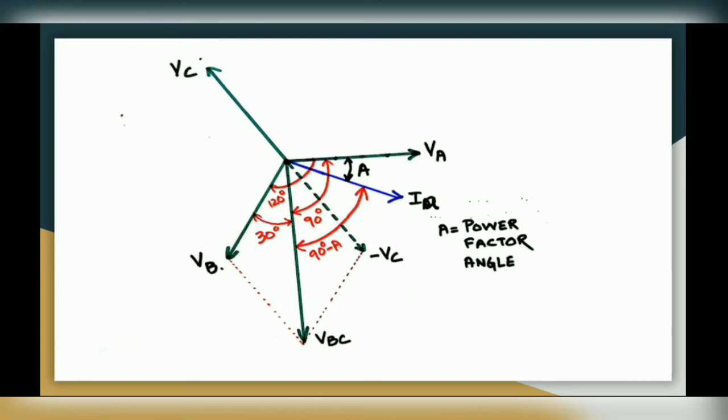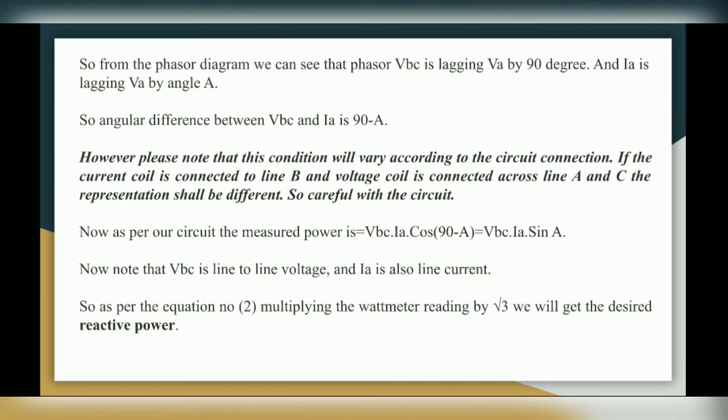In this phasor diagram, the angle between IA and VBC is 90 minus A, because the angle between VA and IA is A and the angle between VA and VBC is 90 degree. So the angle between IA and VBC becomes 90 minus A. Phasor VBC is lagging VA by 90 degree and IA is lagging VA by angle A, so the angular difference between VBC and IA is 90 minus A.